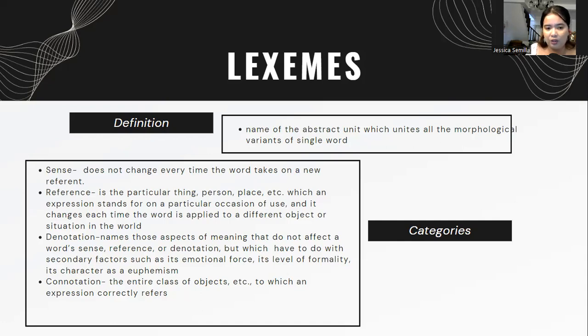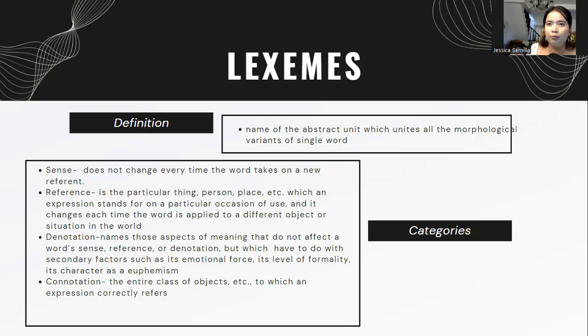So this is an expression for a particular occasion of use. For example, the word electric fan, we could refer to that one as an appliance. For chairs, we could refer to that one as furniture. That is what you mean by referent. So referent is basically more of its classification. It's a category from a certain genre, from a certain kind that would help you relate what is the meaning of it. Now, next one, another way to define it is through denotation.